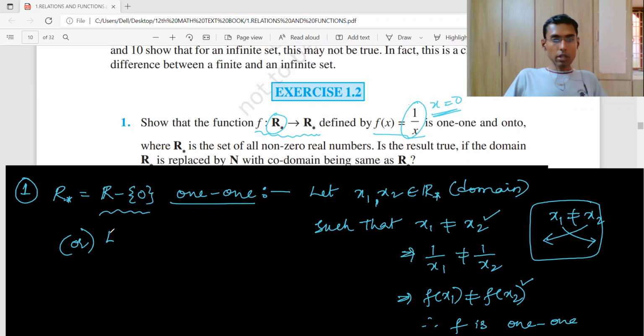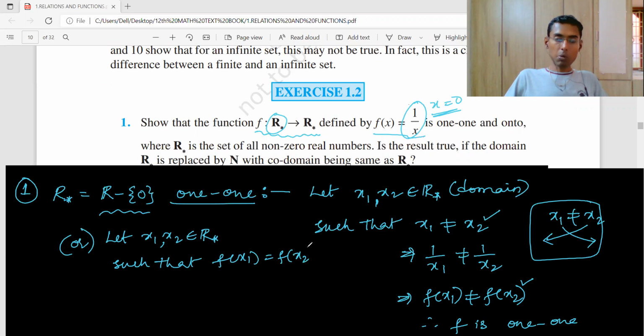Or another way: let x1, x2 belong to R star, the domain, such that f of x1 equals f of x2. No two distinct elements should have the same image. If images are equal, then 1 by x1 is equal to 1 by x2. Then automatically x1 equals x2. This is true for all real numbers. So whatever real number you take, this is true. This way also you can prove.